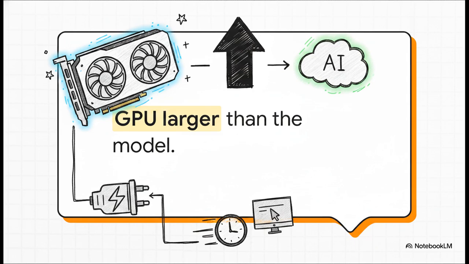Now, if you're wondering exactly which quantized model you should download, just remember this simple golden rule. GPU larger than model.